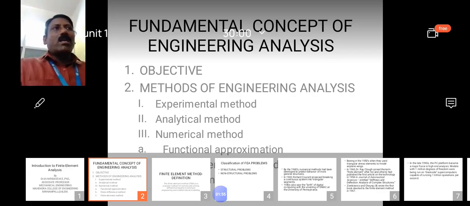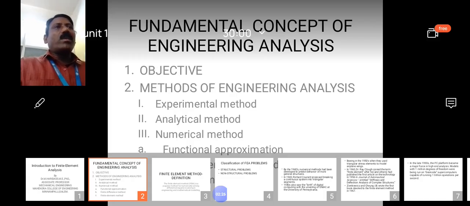The next one is the analytical method. Another name is the theoretical analysis. In this method, the problems are expressed by mathematical differential equations. Every problem should be converted into mathematical form. It gives quick and closed-form solutions. It is used only for simple geometries and idealized support and loading conditions. This is the analytical method.